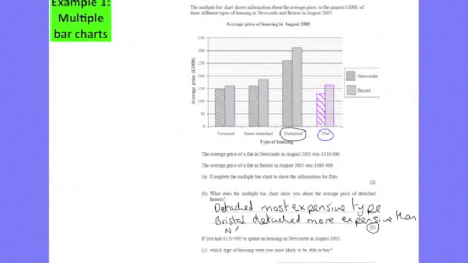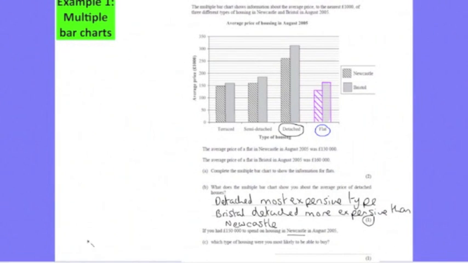So either of those two comments will get the 1 mark available. Then you're told if you had 150,000 to spend on housing in Newcastle in this year, August 2005, which type of housing were you most likely to be able to buy? So taking your ruler out here again is going to be helpful to identify across the 150,000 mark.